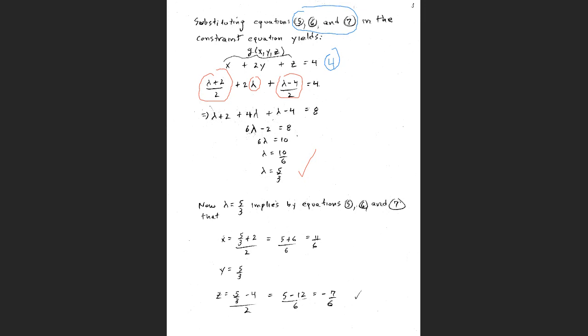Excellent. I'm getting better at these little chat things. So, okay, lambda equals 5/3. And now what we're going to do is put that lambda value back in equations 5, 6, and 7 so we can get x, y, and z.